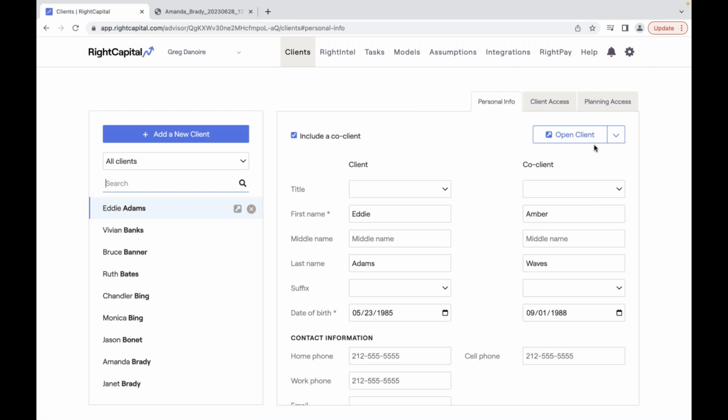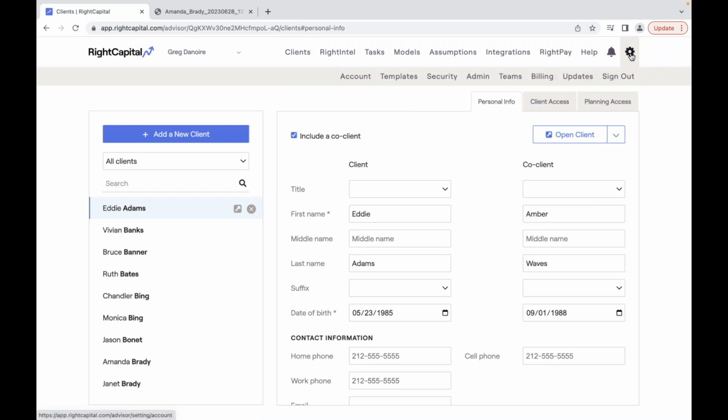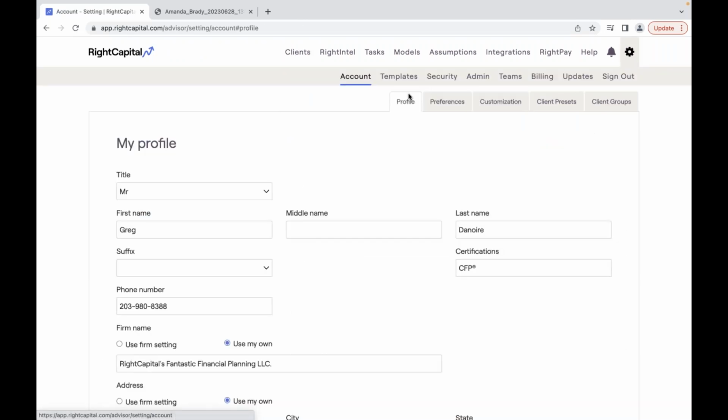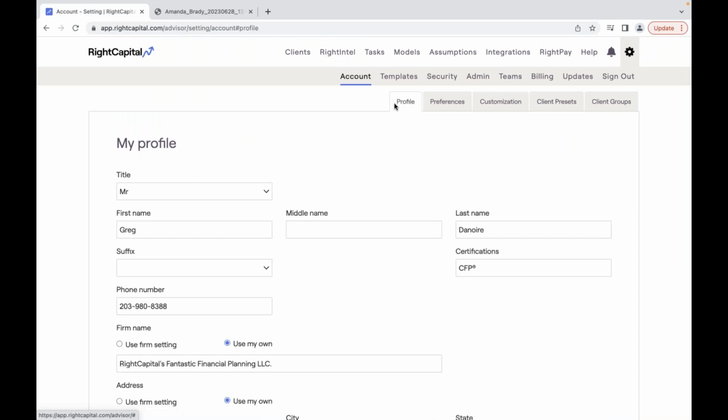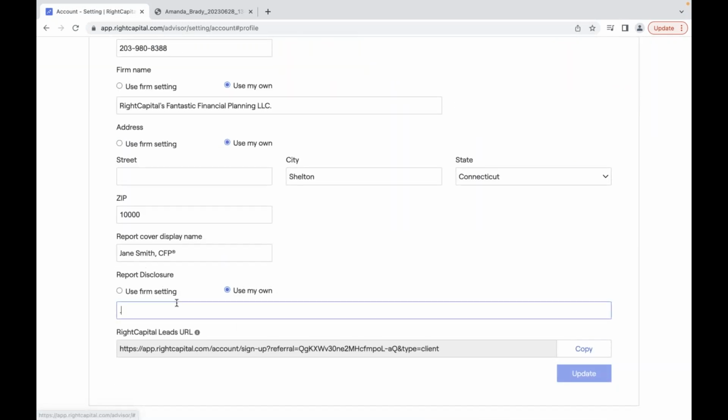And of course we have our disclosure, but if you ever needed to add your own data into the disclosures for PDFs, you're welcome to do so in the gear icon account profile area, where you can add in any changes to your report disclosure if you'd like. So you can include any additional information.